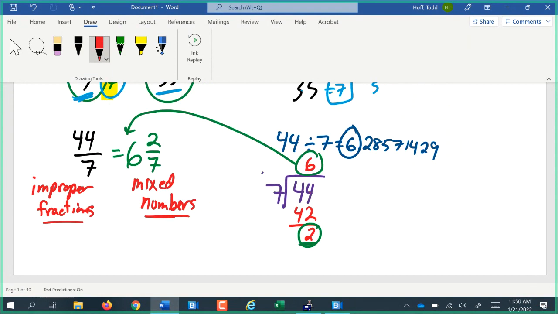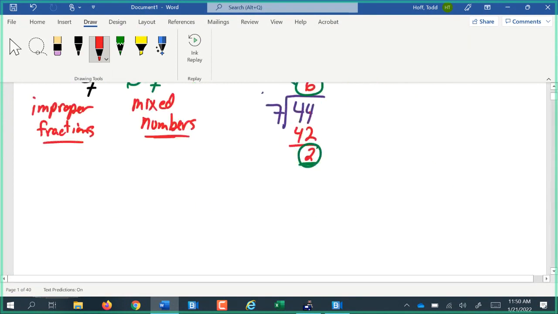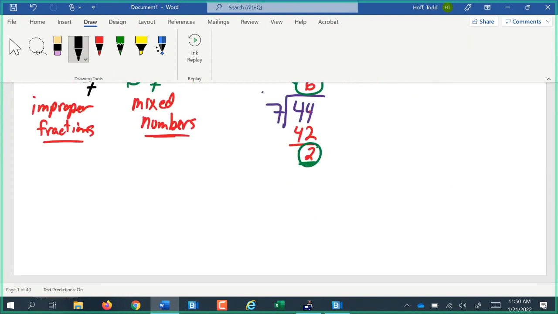They're called mixed numbers because they mix whole numbers and fractions together. One example of going the other way: let's say we have 8 and 3/5, and I want to turn that from a mixed number back into an improper fraction.